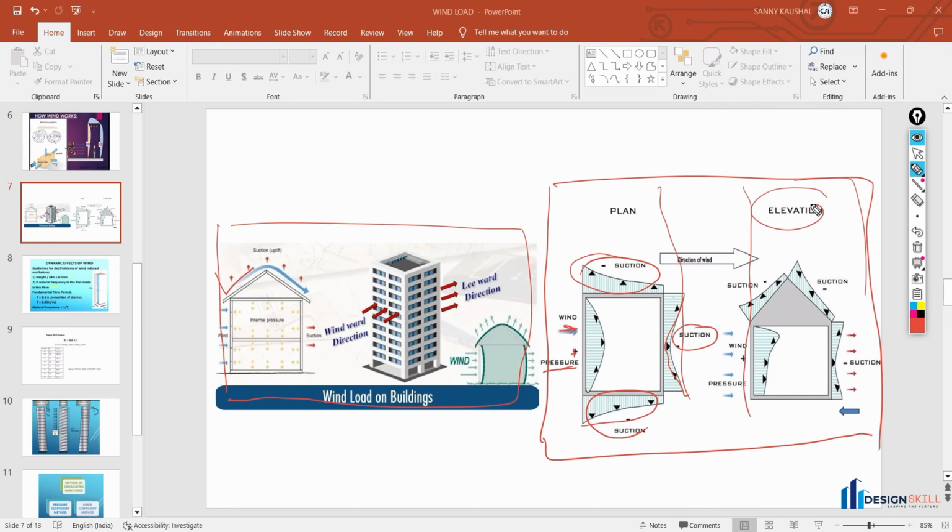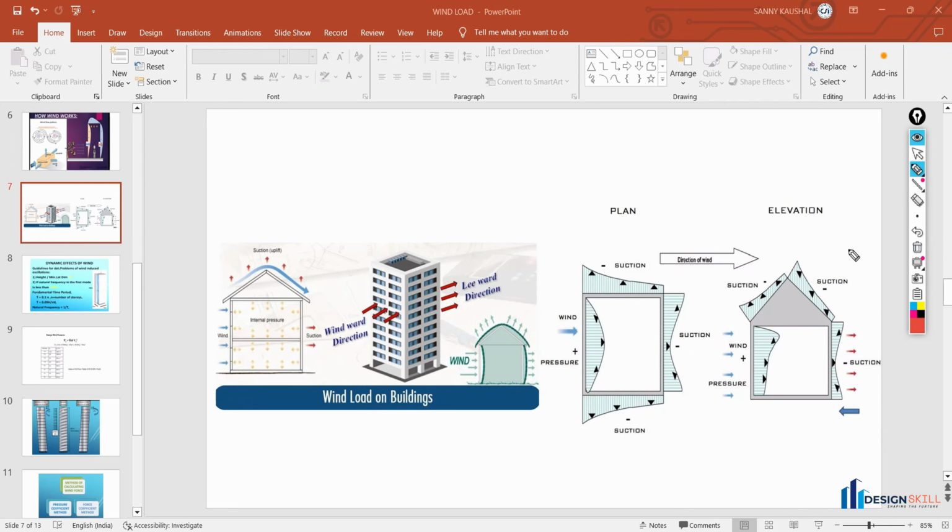Same thing in the elevation also, the same structure is shown in the elevations. This is the windward direction, positive pressure is created, and just opposite of it, negative pressure is created, that is suction, and this is the uplift created on the top of the roof also. Now I think you are very clear about where the negative pressure will be created, where the positive pressure will be created, what is the windward direction and what is the leeward direction.